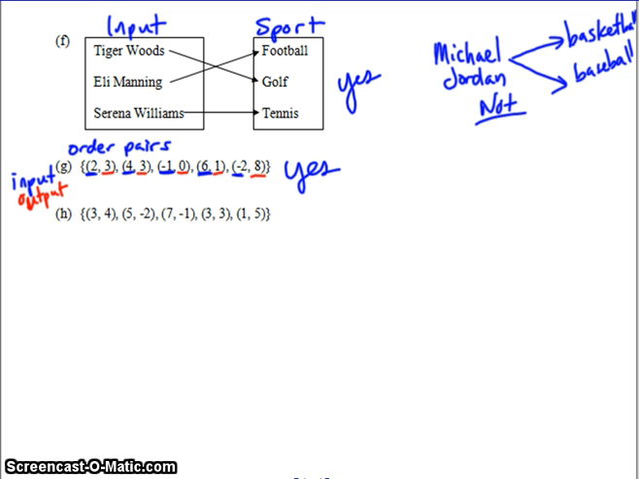Because 2 goes to 3, 4 goes to 3, even though that's the same, they both have just one solution, even though it's the same.